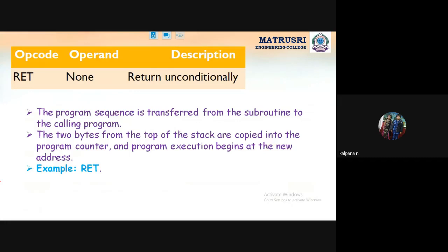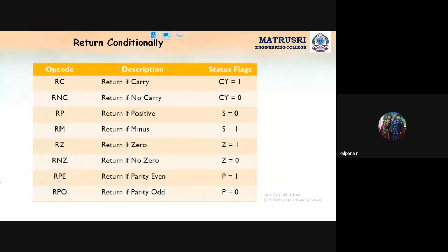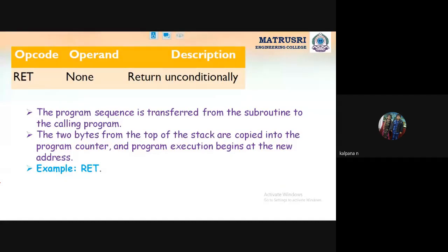Next, RET, return. With the help of the call instruction, we call some program or instructions present at a different address location. After execution of those instructions, we need to go back to the normal main program. At that time we need to use RET. RET means return. This is also unconditional and conditional. Here no operand is given.